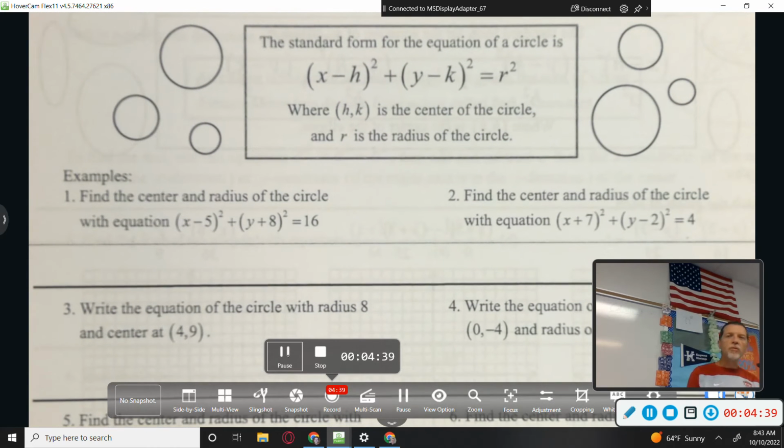All right, standard form for the equation of a circle. (x minus h) squared plus (y minus k) squared equals r squared. h and k is the center, r is the radius.